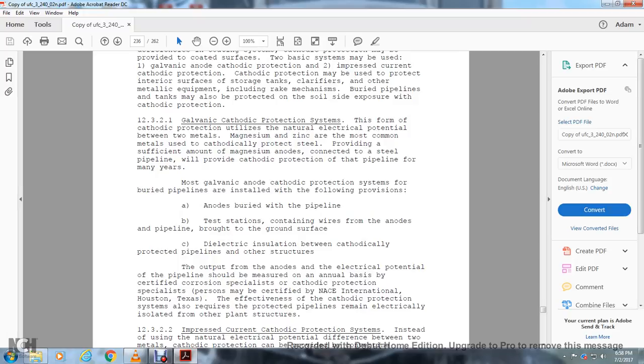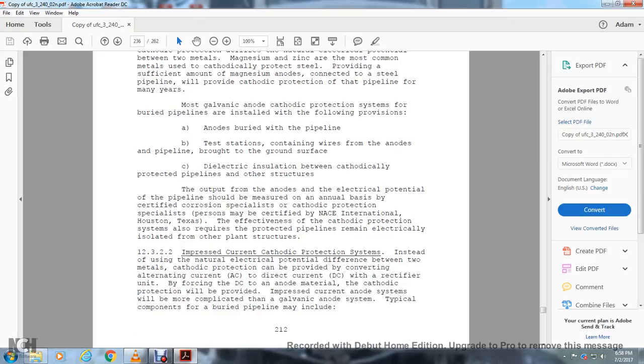Most galvanic anode cathodic protection systems for buried pipelines are installed with the following provisions: the anodes buried with the pipeline, test stations containing the wires of the anodes and pipeline brought to the ground surface, and dielectric insulation between the cathodic protection pipelines and other structures. The output from the anode's electrical potential for the pipeline should be measured on an annual basis by a certified corrosion specialist. The cathodic protection specialist may be certified by NACE International, Houston, Texas. This is effective for the cathodic protection system, and it also requires the protected pipelines to remain electrically isolated from the other plant structures.